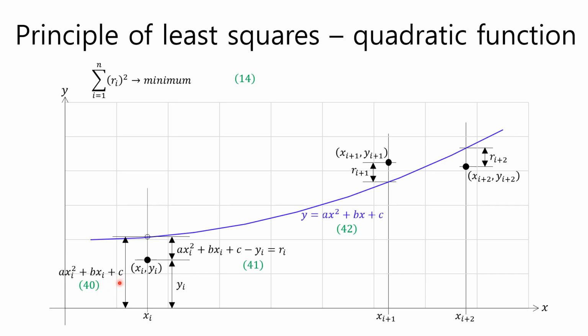Meanwhile, at the x-coordinate xi, the measured data is yi and deviates from the y value of the system equation by ri in equation 41. The amount that deviates like this is called residual and is expressed as ri. The least squares regression is to find the coefficient value of the system equation that minimizes the sum of the squares of ri, which is the residual value of all data, as shown in equation 14.